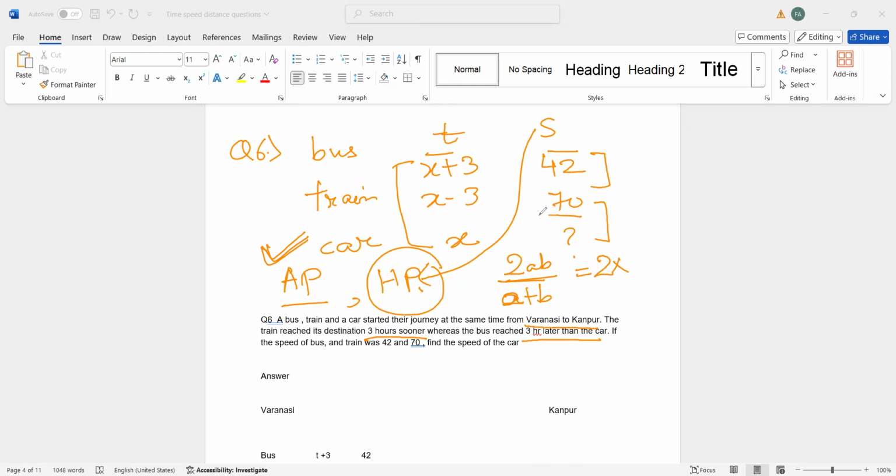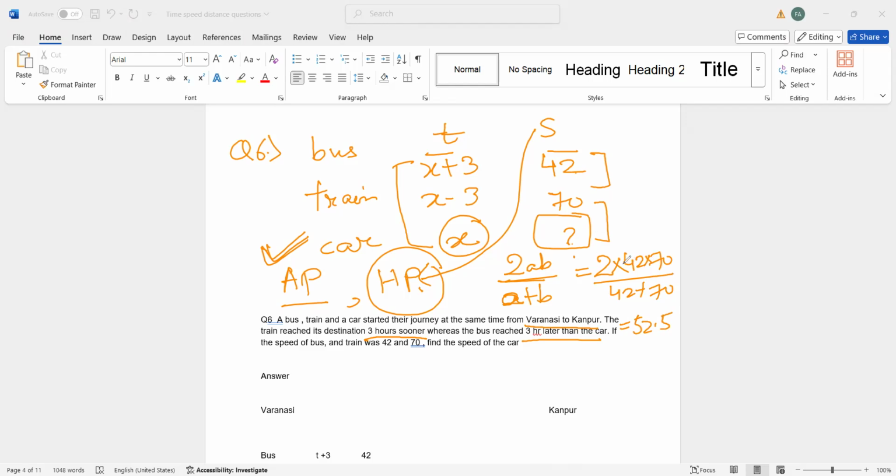Let's see. This part is related to x, no? It is not x plus 3, it is not x minus 3. These are not extreme values. So the speed corresponding to the time taken by car is going to be 2ab by a plus b, where a and b are speeds of bus and train. So let's write 2 times 40 times 70 by 40 plus 70. I think you're going to get 52.5.